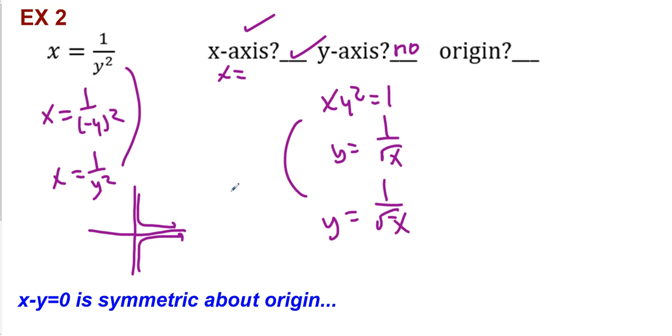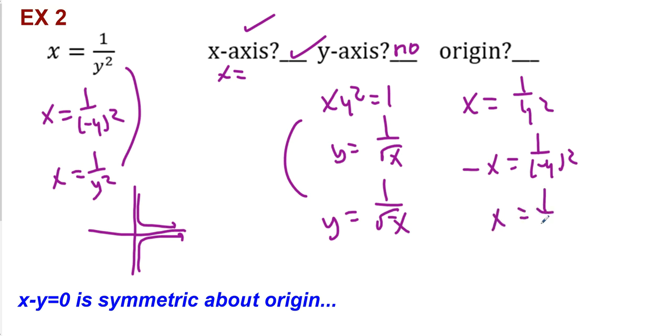And of course, again, we know this is going to be a negative here. And it doesn't matter which one we solve for. We're going to replace these with the opposites. And we get x is equal to 1 over negative x y squared. And that's going to be a no.